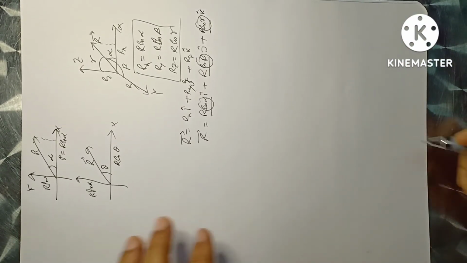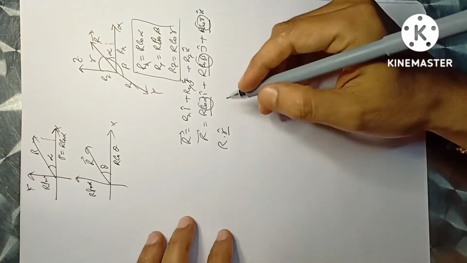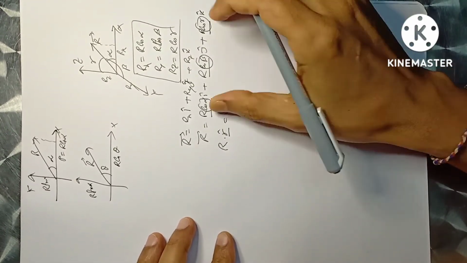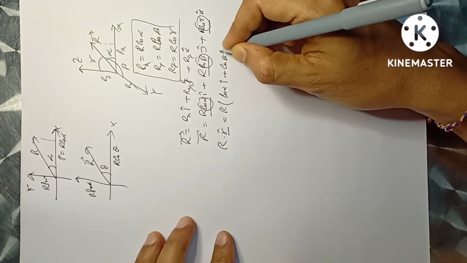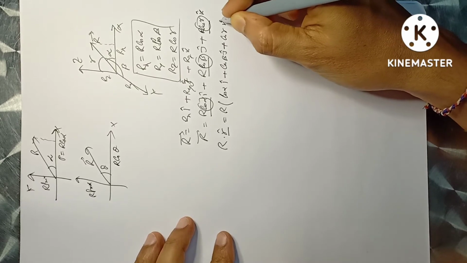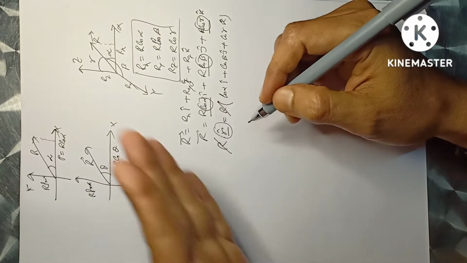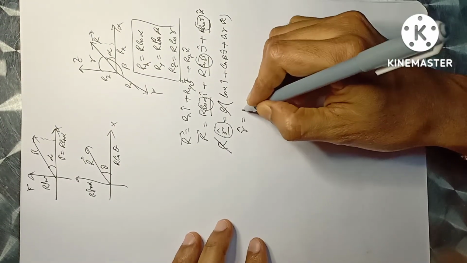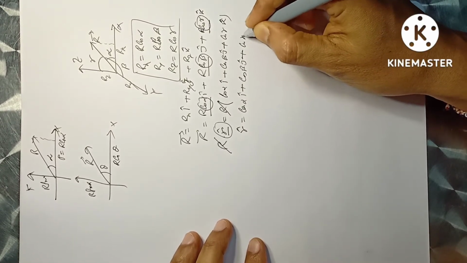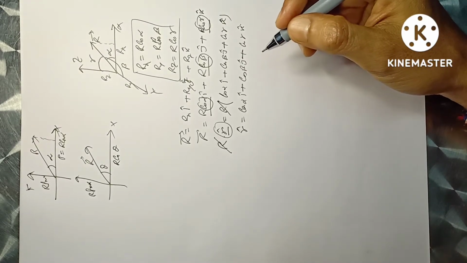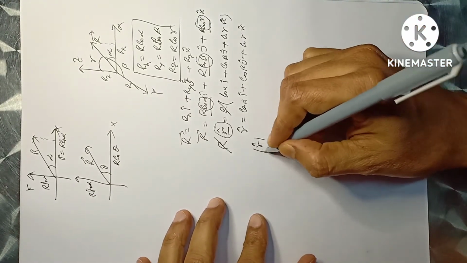Here we can also write r vector as r times r cap, where r cap is the unit vector, and we can separate r cap from all these. r cap equals cos alpha i cap plus cos beta j cap plus cos gamma k cap. So from this relation, this is the unit vector of r. And we also know the modulus or magnitude of a unit vector is always 1. That means mod of r cap equals 1.